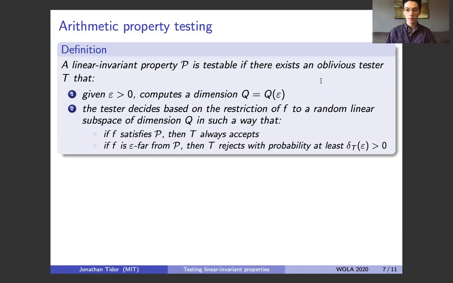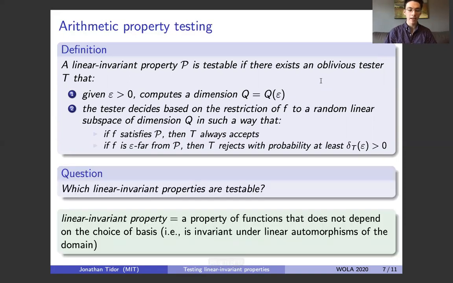We can see that the BLR test falls in this framework where Q always equals 2. If the tester is given oracle access to a 2-dimensional linear subspace, then it can look at the values of f(x), f(y), and f(x + y), because those 3 points lie in a 2-dimensional subspace. So the natural question in arithmetic property testing is: which linear invariant properties are testable?